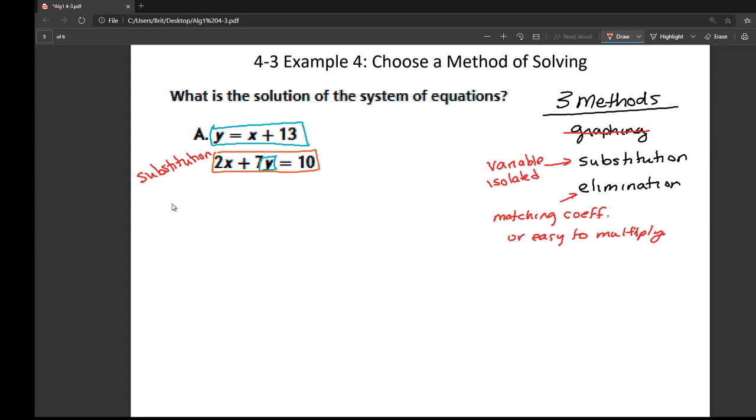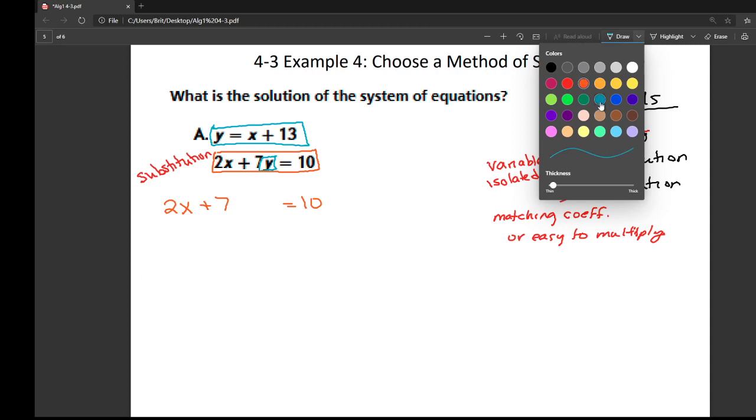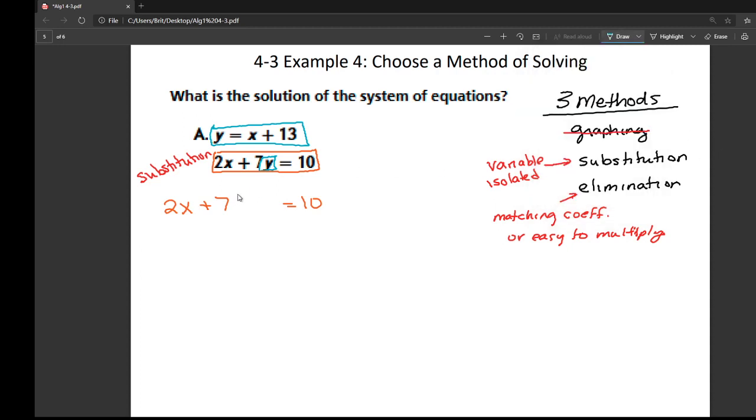So here we are. So here's the orange equation. I have 2x plus 7, and I'm going to leave room for the y. And with substitution, when I do that, I need to make sure to use parentheses when I go to put in the x plus 13. Alright, remember, if you don't use those parentheses, you're going to get an incorrect solution.